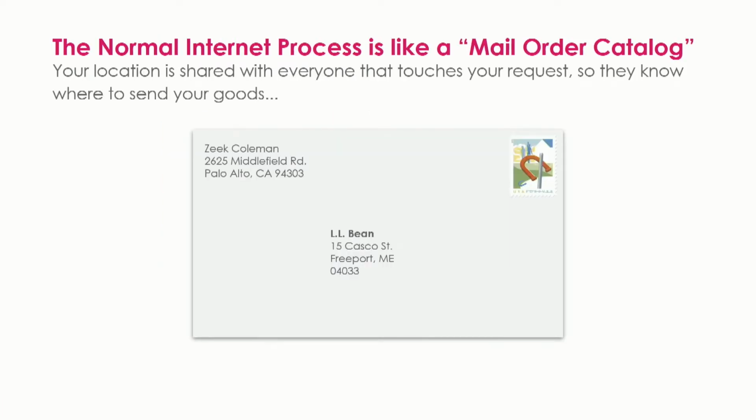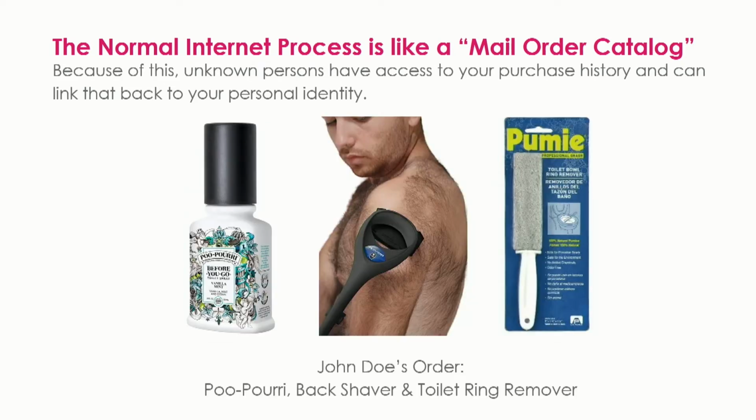So is everyone here familiar with a mail order catalog? Yes? Raise your hand. No? Okay, good. I'm not the only one. All right. So you order some things. You have to give them your location. You obviously have to tell them what you want. Why? So they can send it back to your location. The problem with this is your private purchases can now be linked to your personal identity and your location.